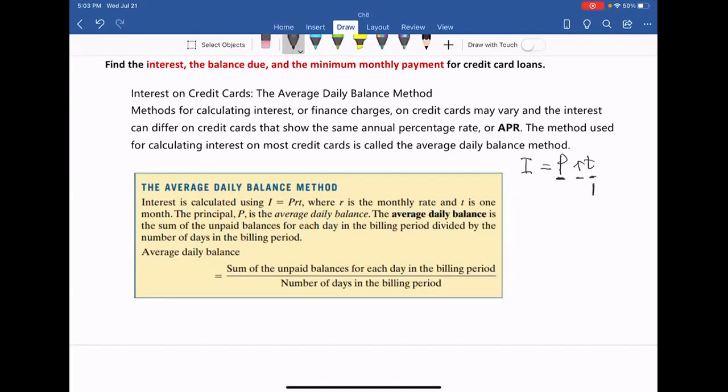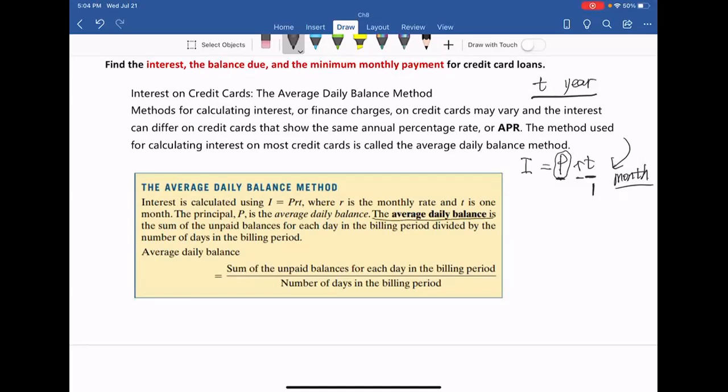Do you remember that for the fixed installment loans, like car loans and mortgages, we use T in the unit of years? But in the credit card, the T here is months. The units are different, so the T here is in months. Okay, let's see how we can find the P, the average daily balance.